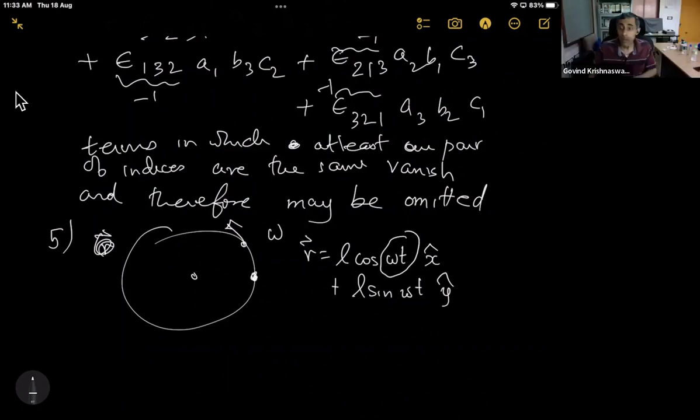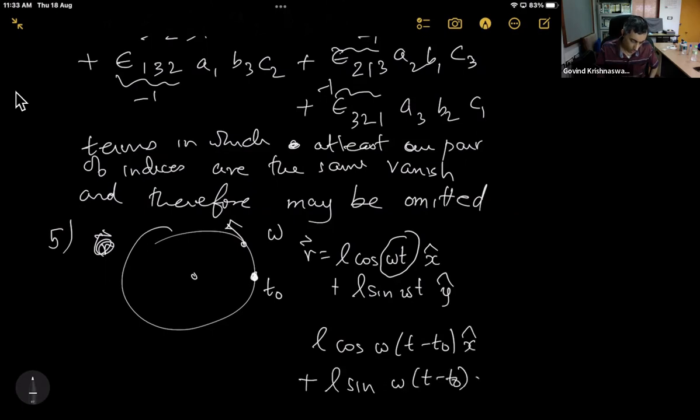Krishanu, okay, sure, fine. So what will change is that, let us suppose the particle is not here at time 0, but here at some other time, let us say t0. Then the formula would be L cosine omega (t minus t0) x hat plus L sine omega (t minus t0) y hat. Of course, my brackets are supposed to contain them. So that when t is t0, the particle will be located here.